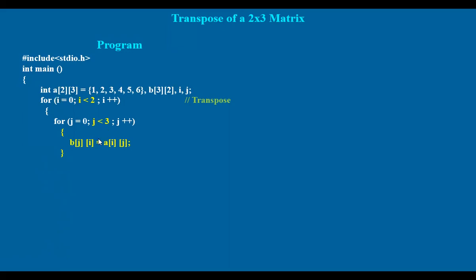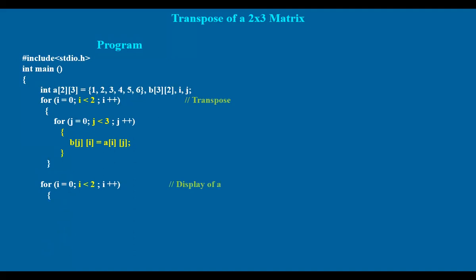So what is happening? We are transposing them here. The A[i][j] values are interchanged to B as B[j][i]. Rows become columns here, columns become rows here. Now, the transpose is done.